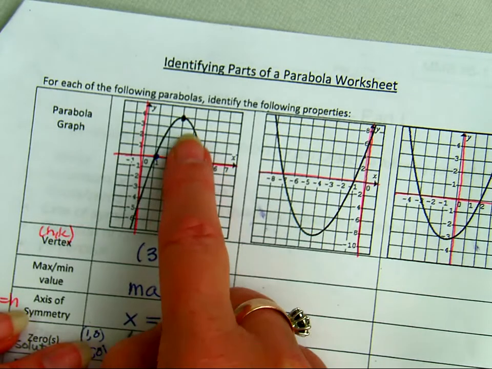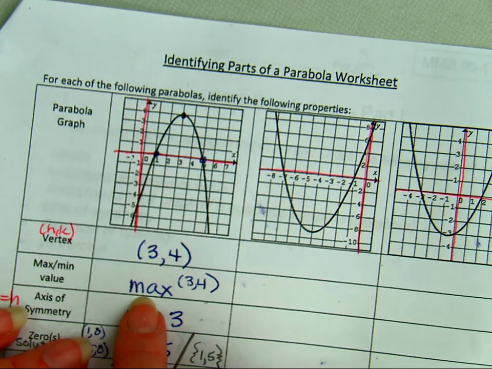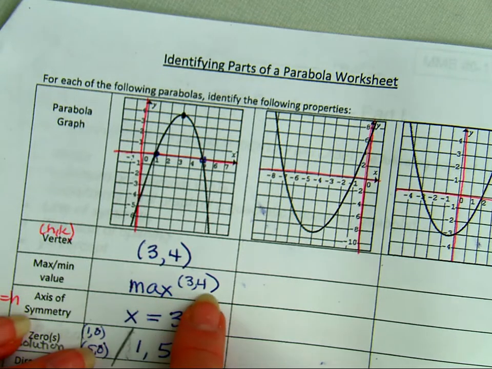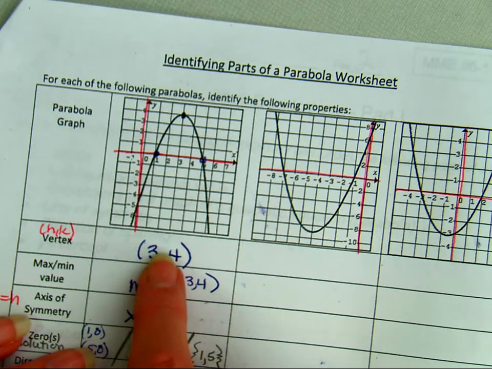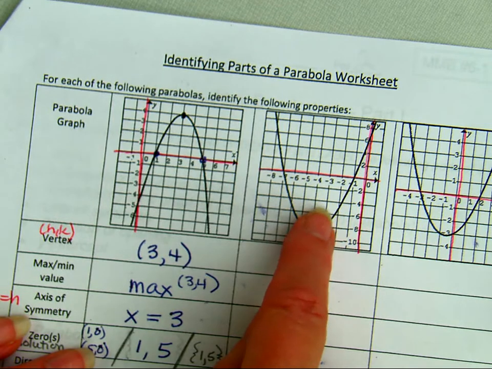Now, since this vertex is at the very top, then we're going to call that a max. And the max value is (3, 4). But mainly you need to know that this is a maximum. And over here, this one's going to be a minimum.